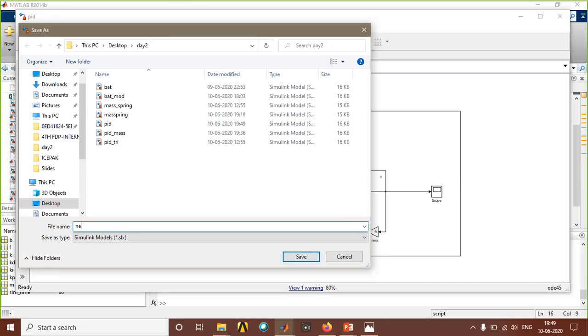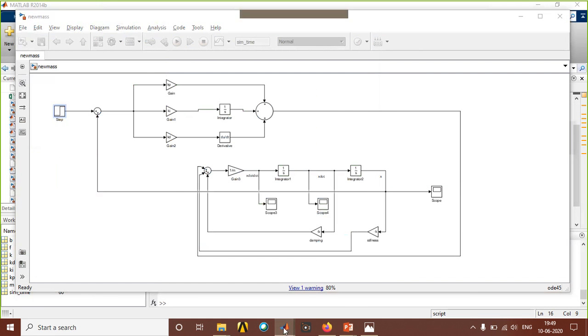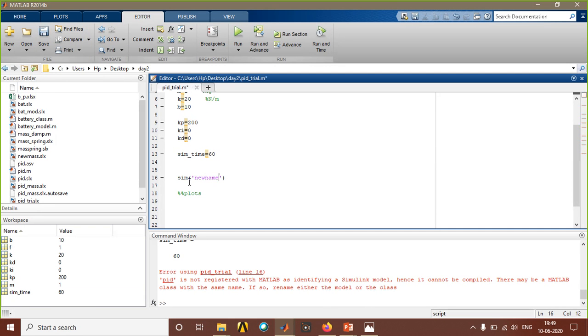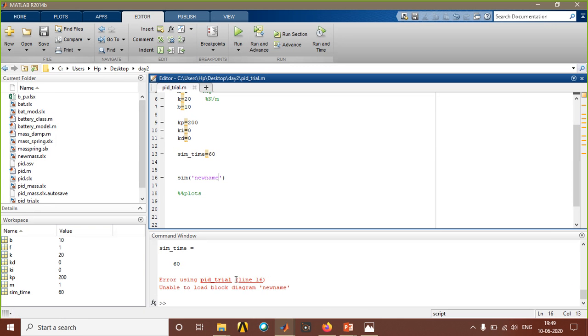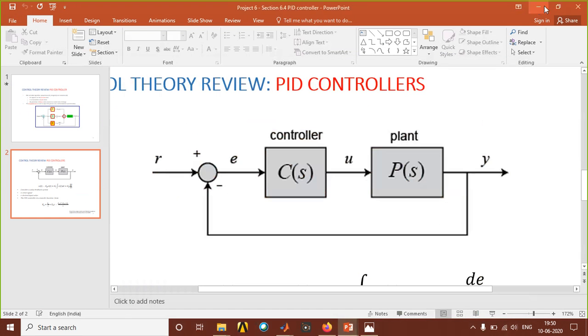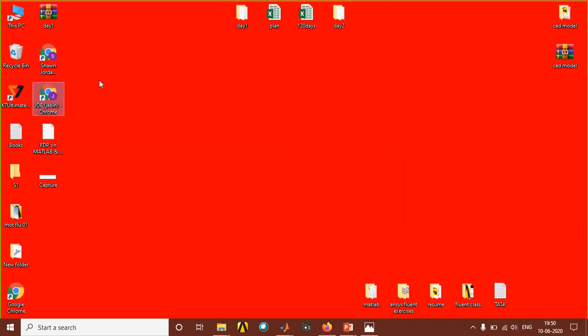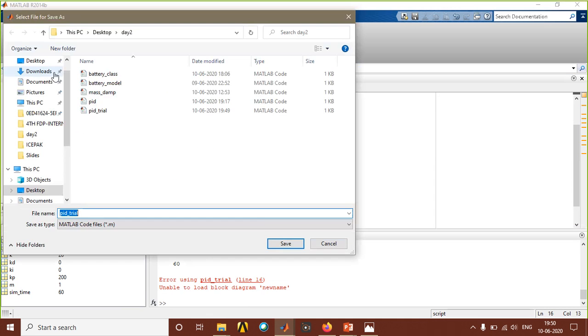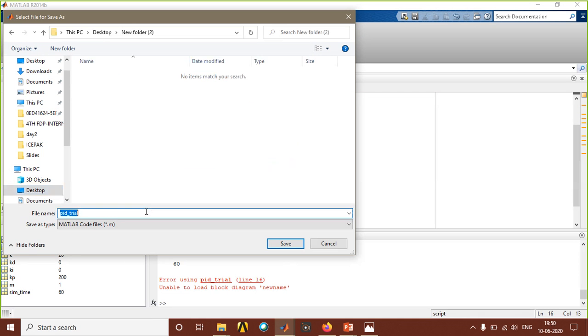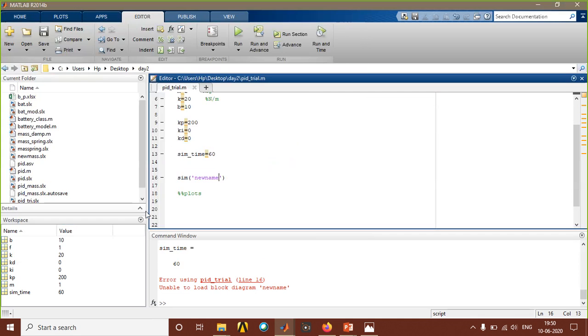I'll try to save this as a different name. I'll put it in new mass, new name. Fine. So go here, new name. Okay, so let me try to do one thing because so many files in the same name may clash, create a clash. So I'll try to save them separately. Save this particular script, new folder, new script. Fine, this is saved.